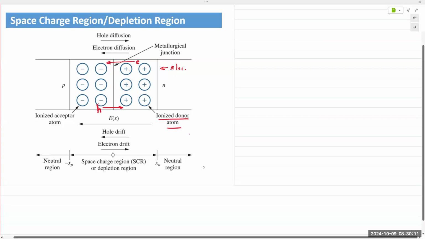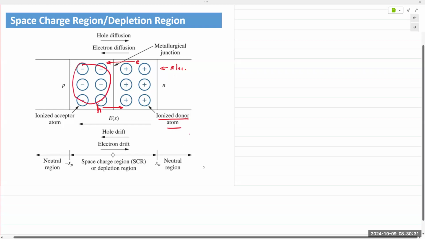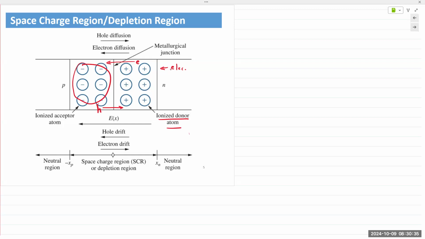And on the P side, the same thing happens. We have acceptor atoms, column 3 elements. Holes are now crossing over the junction. Holes cross over the junction, leaving behind acceptor atoms or ionized acceptor atoms. And so we have one negative charge for each hole that crosses over that junction. So far, so good.